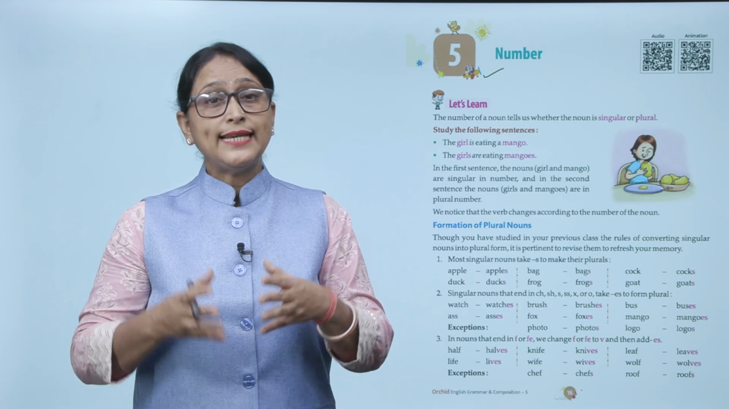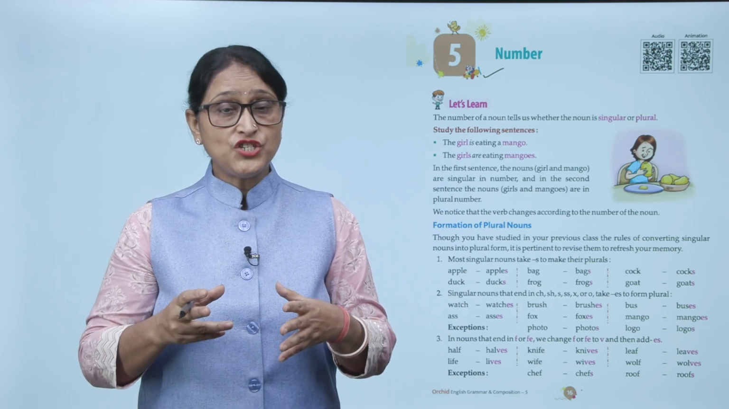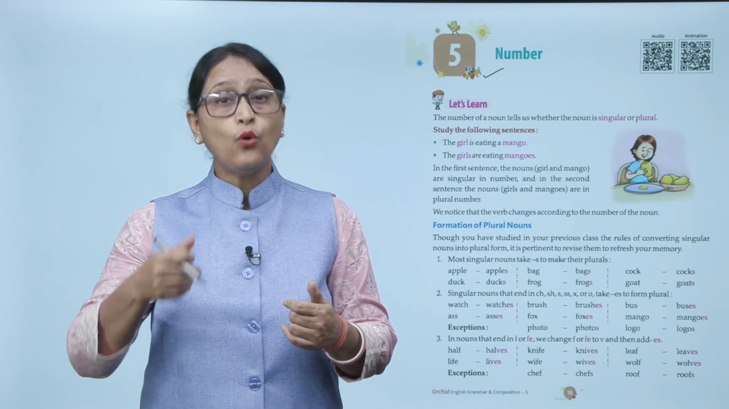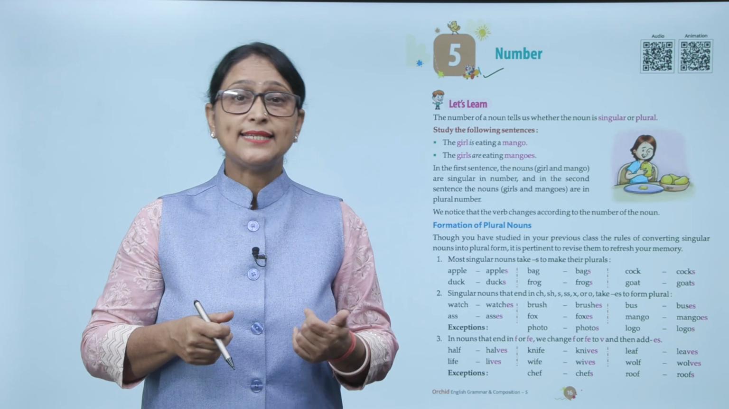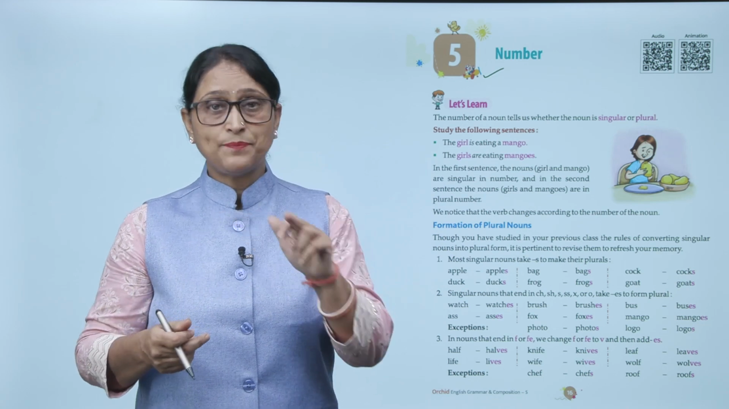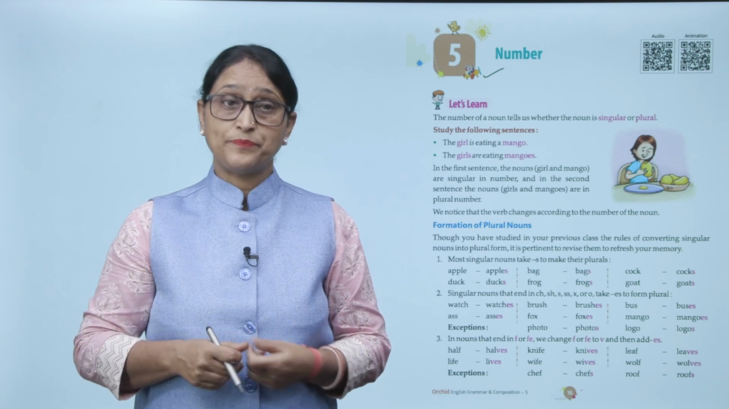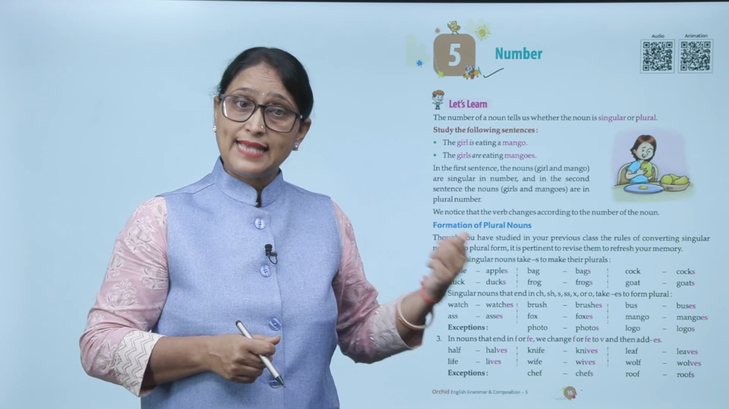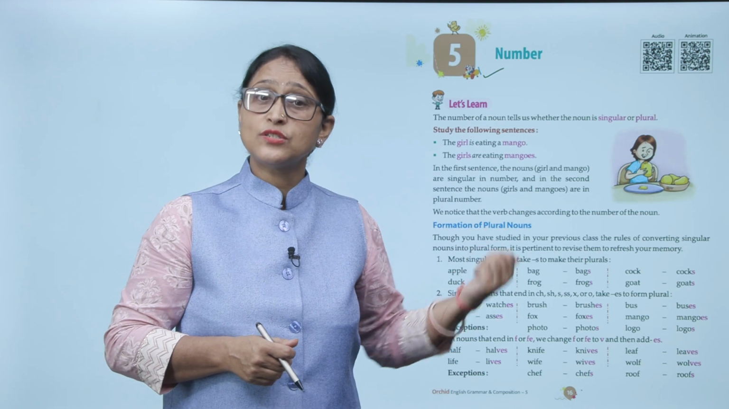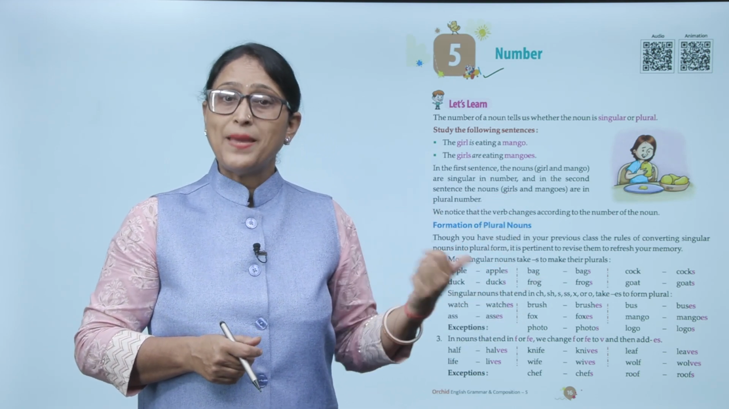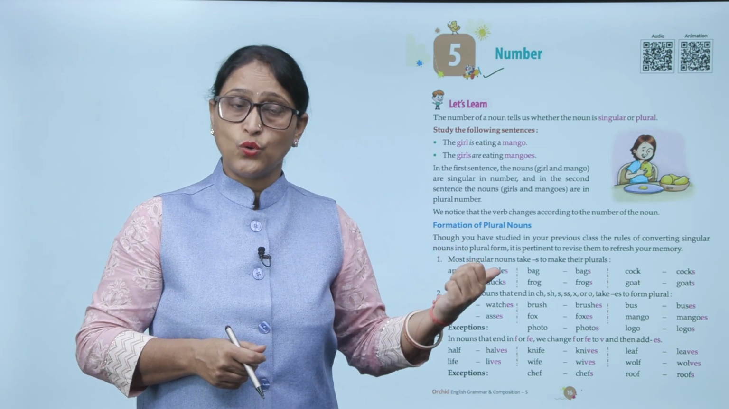Singular nouns that end in ch, sh, s, double s, x or o take es to form plural. इन सब के साथ हम लास्ट में प्लूरल बनाने के लिए es का यूज करते हैं. Watch, watches, brush, brushes, fox, foxes, photo, photos, bus, buses, mango, mangoes, logo, logos.